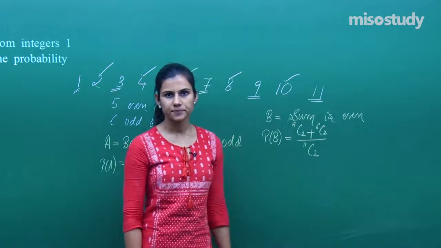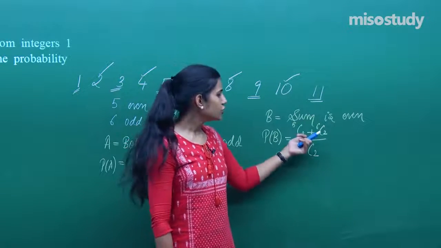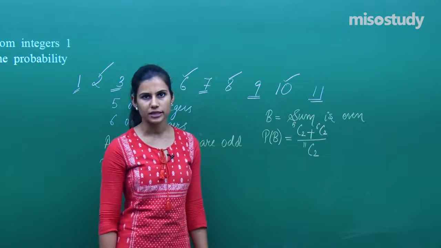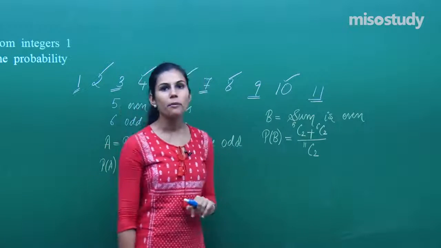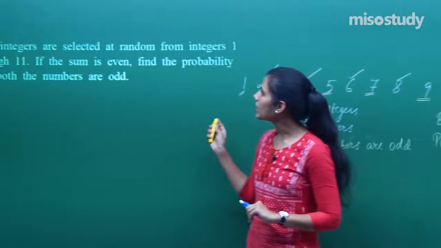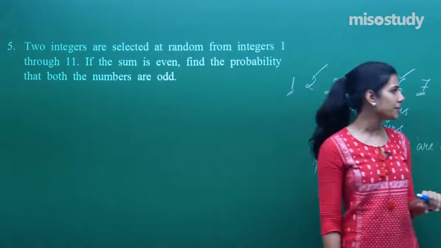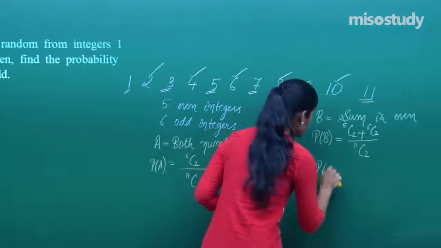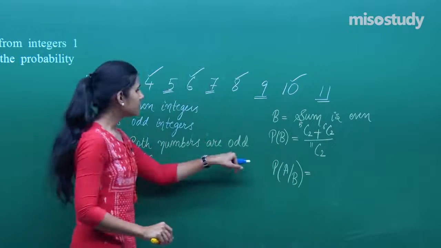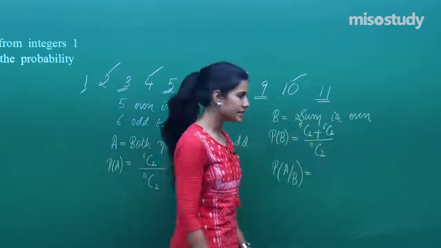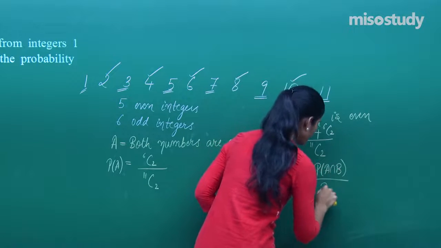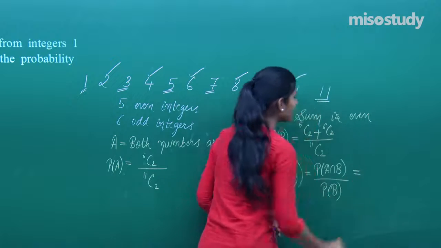That is the number of ways in which 2 even integers can be chosen plus number of ways in which 2 odd integers can be chosen. Fine. This happens to be probability of occurrence of event B. Question is, find the probability that both the numbers are odd if it is given that the sum is even. So what is the probability of A by B? What is the probability that both the numbers are odd if it is known to you that sum is even? This is probability of A intersection B upon probability of B. What is probability of A intersection B?